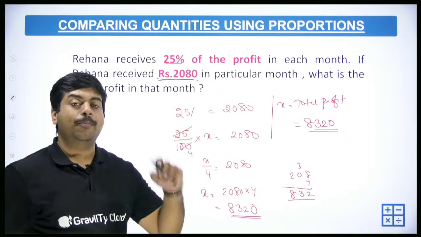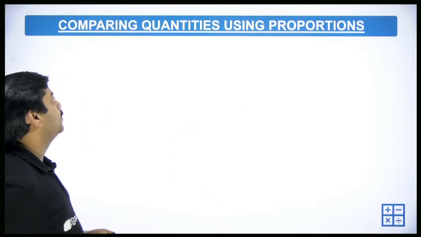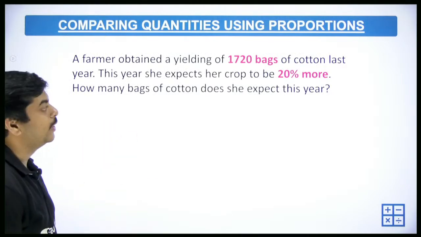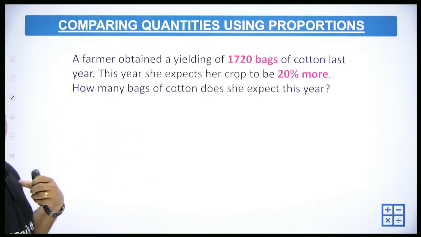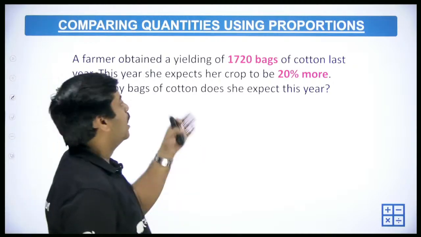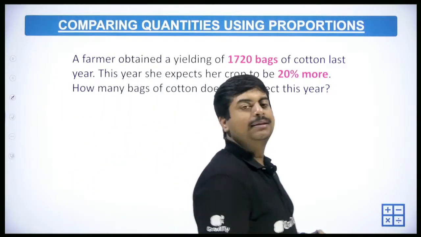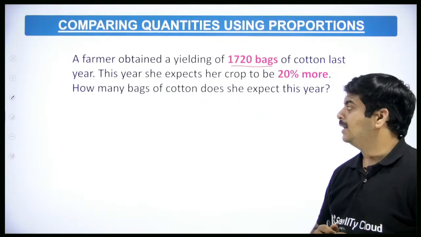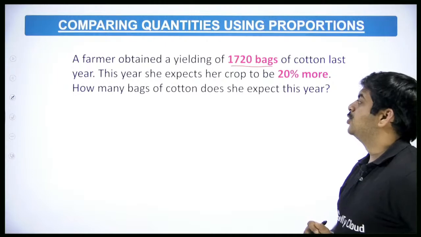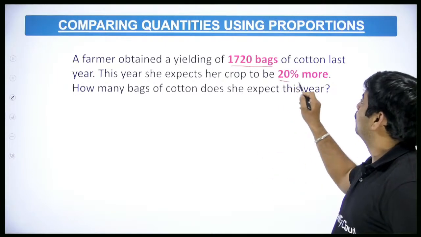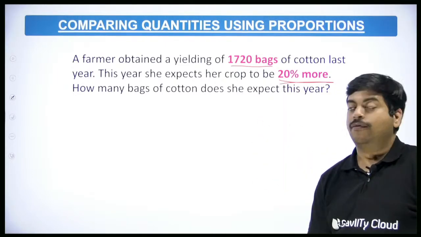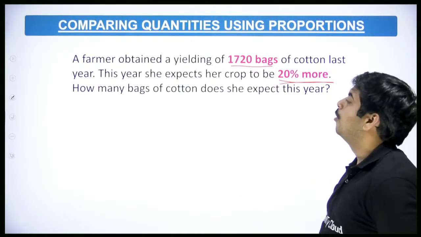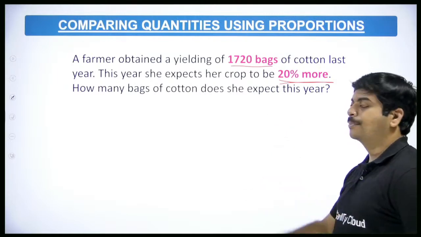Right? I hope you are understanding all these topics. One more question, then we'll stop here. A farmer obtained a yield of 1,720 bags of cotton last year. So there is a farmer who is growing cotton, and she got a total of 1,720 bags in the complete year. But this year, she expects her crop to be 20% more. From 1720, she is expecting 20% more than last year. How many bags of cotton does she expect this year?